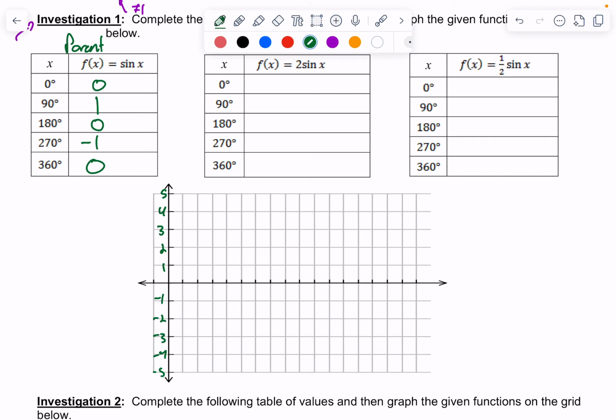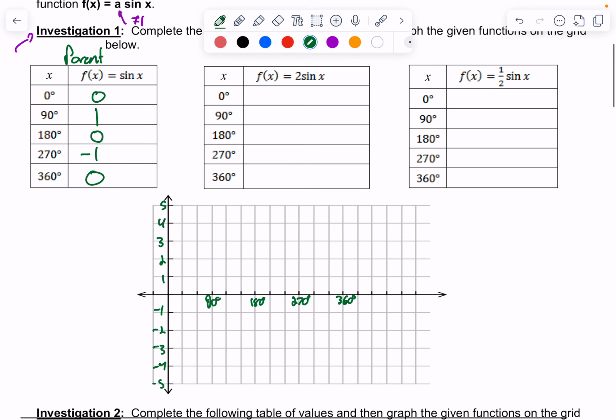Let's give each tick on the horizontal 30 degrees. So 30, 60, 90. There, 1, 2, 3. This would be 180. 1, 2, 3. This would be 270. 1, 2, 3. This would be 360. Okay. So let's plot our parent, 0 degrees and 0, 90 and 1, 180 is 0, 270 negative 1, and 360 is 0. So your parent, as always, looks like this. Okay, that's just the nature of that function.